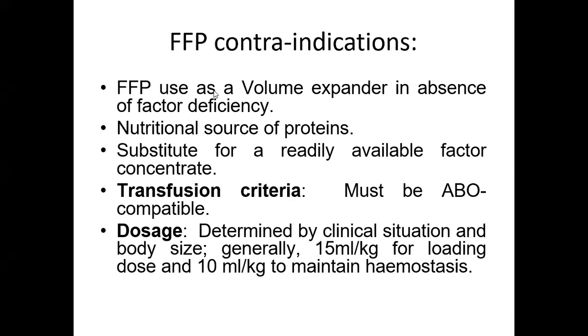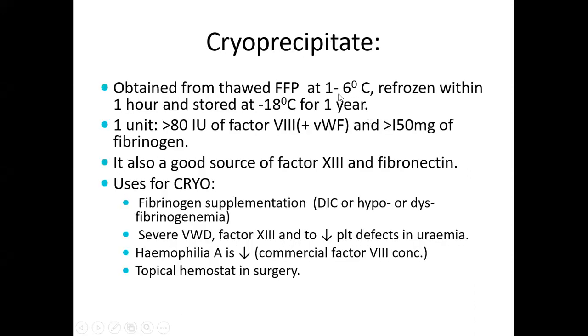The other preparation we get from plasma is cryoprecipitate. This is obtained from thawed FFP. So once it is frozen, let it thaw between 1 to 6 degrees Celsius. Then you refreeze it within 1 hour. And after collecting that precipitate, it is frozen at minus 18 degrees Celsius for 1 year. This is the minus 18 degree, a commercial freezer.